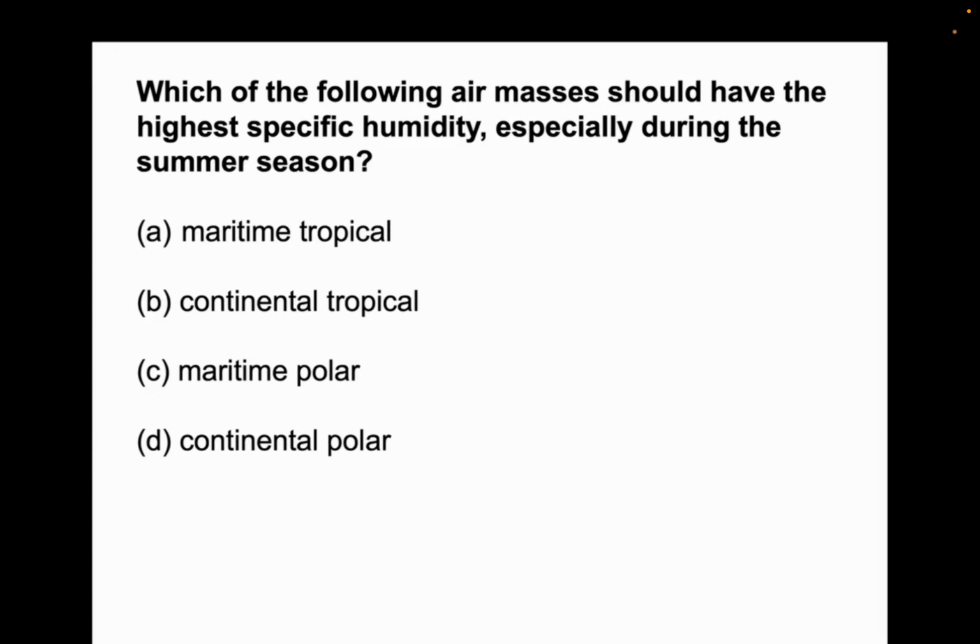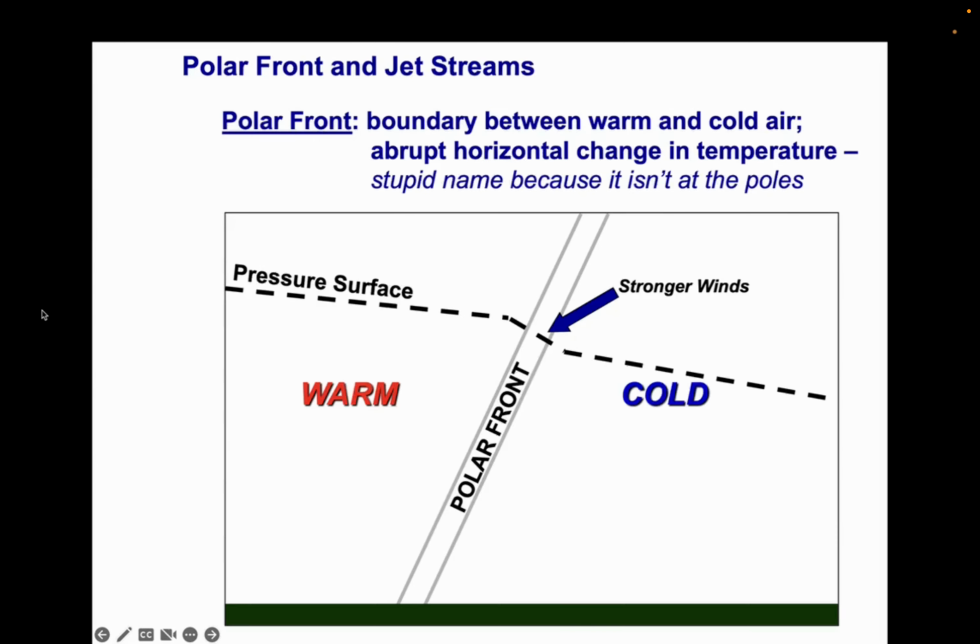The maritime tropical is the air mass type with the highest specific humidity and highest temperature, while the continental tropical air mass can be as hot as the maritime tropical, but it's extremely dry. So the specific humidity difference is what differentiates the maritime tropical air mass from the continental tropical. Right. Okay.